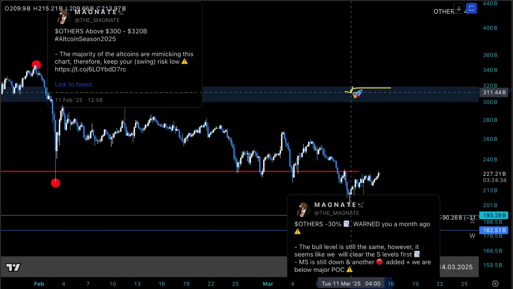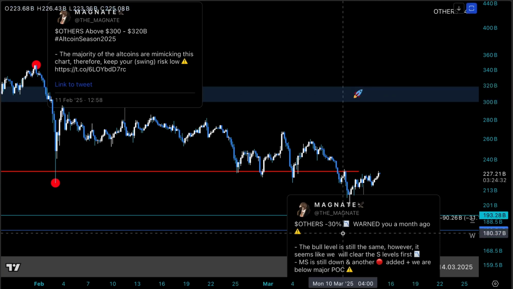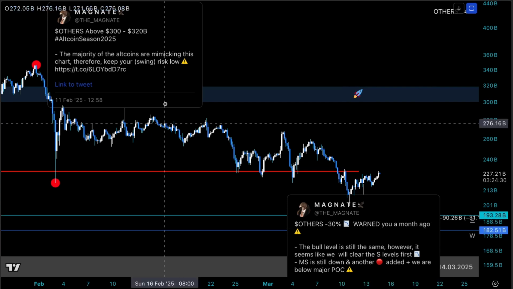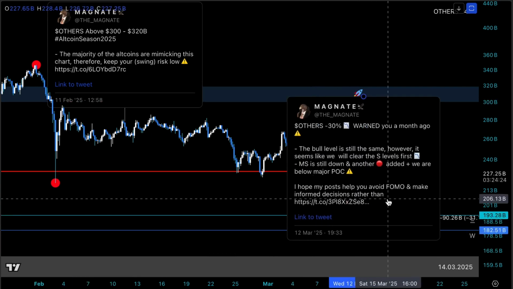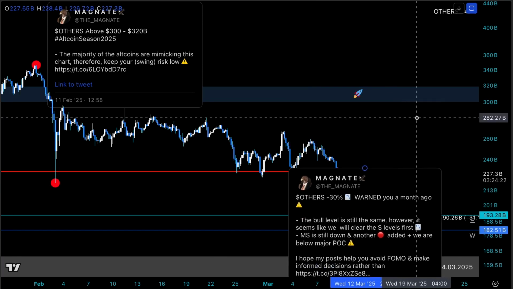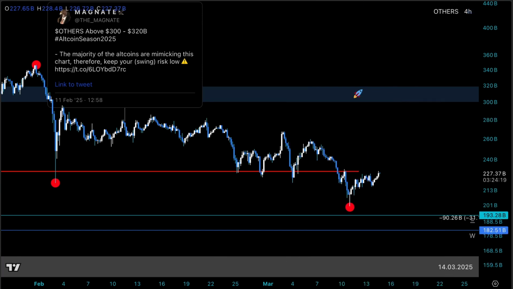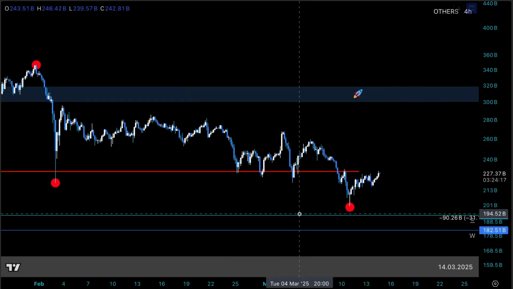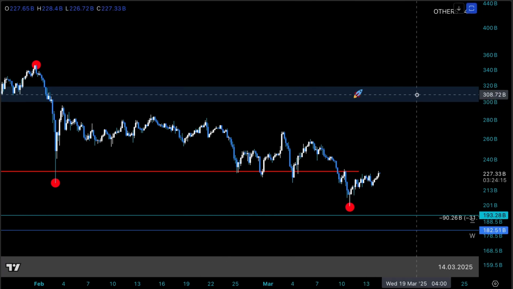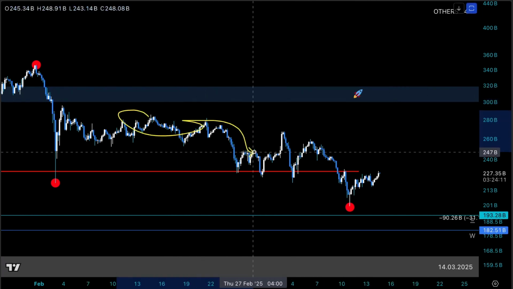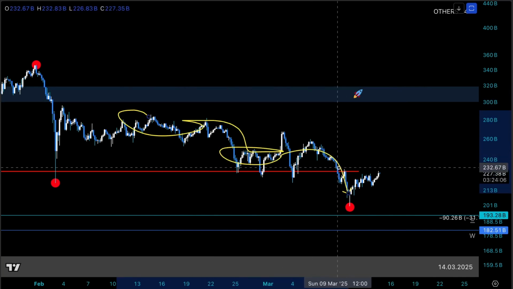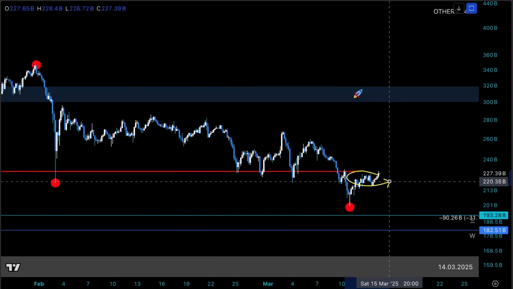However, this level is still applicable, and I warned you again a month ago exactly. This was 11th of February, and this update was made on 12th of March. So as you can see, if you want to buy altcoins based on a higher time frame, this is the level that you have to pay attention to. Otherwise, as you can see, this was slow bleeding and a little bit choppy, and one more dump. So at the moment we're stuck in here.